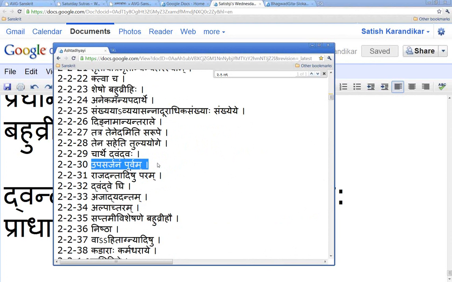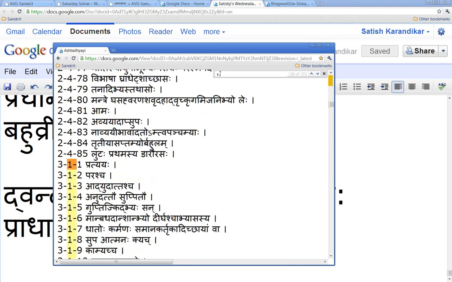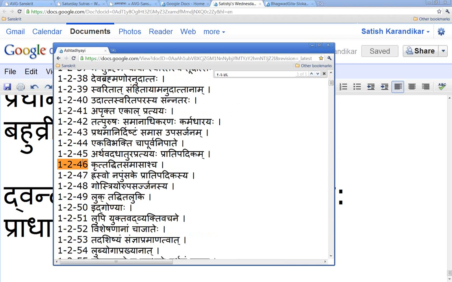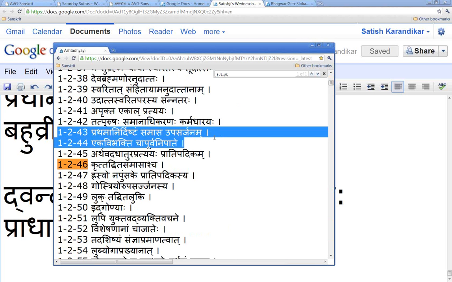So now when you are making a compound, always find the sutram which prescribed the compound. In that sutram, the padam which is in prathama will get the upasarjana sanya, and Upasarjanam Purvam, it will go with Purvanipataha. Let me do it one more time. Upasarjana Sanya is defined in 1.2.43: Prathama Nirdishtam Samasa Upasarjanam.